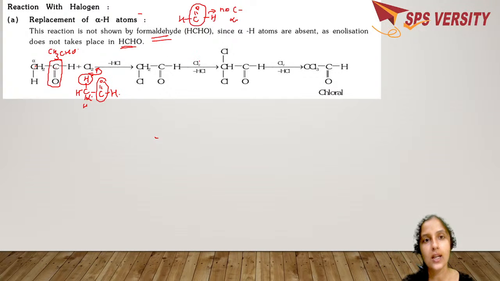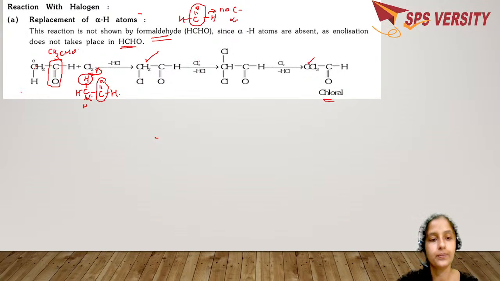And if you treat it with one more Cl2, then again one hydrogen will go. If you treat it with another chlorine molecule, then all the hydrogens which are present in the alpha positions will be replaced. This is called chloral. So we'll take one more example.